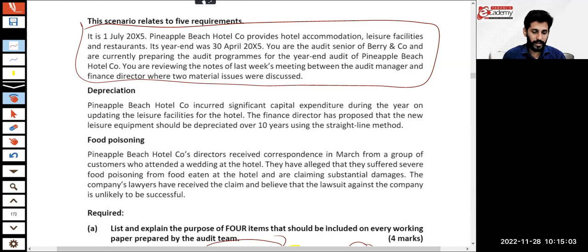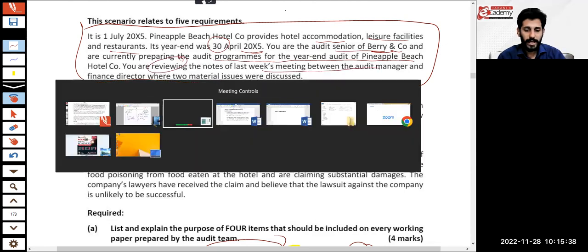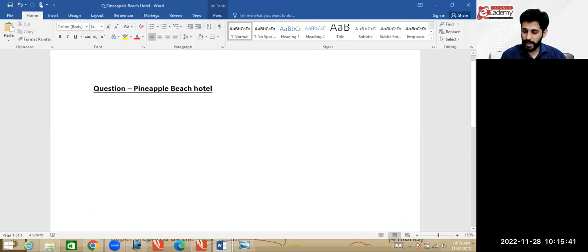Okay, now what is written here? The case is saying that it is 1st July, Pineapple Beach Hotel provides hotel accommodation, leisure facilities, and restaurants. Its year end is 30th April 2025. You are the audit senior of Varian Company and currently preparing the audit programs for Pineapple Beach Hotel. You are reviewing the notes of the last meetings and all that stuff. So you will have to apply the analytical procedures on this Pineapple Beach Hotel.